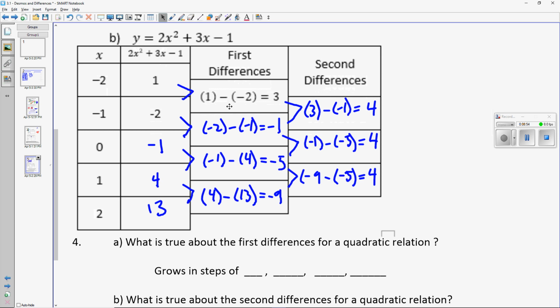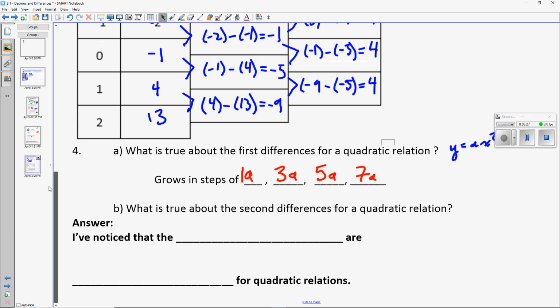Now, there's also one other thing I want you to recognize, which we're eventually going to take a look at later. When we go to the lowest part or the highest part of the parabola, the growth for the first differences will always be 1a, 3a, 5a, and then 7a, where a is the coefficient that sits in front of the x squared term in y equals ax squared plus bx plus c. We'll take a look at that later in our next lesson for the week, which you'll get on Wednesday.